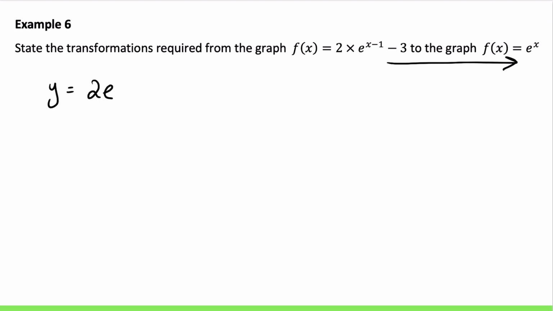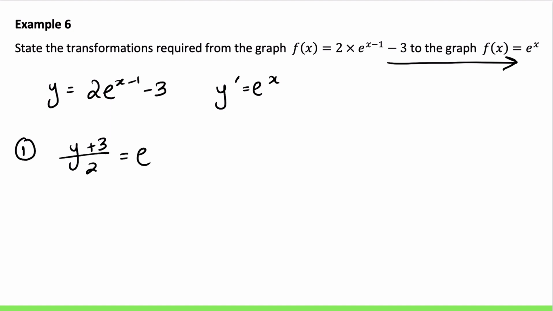So our old graph is this, and our new graph is this. So remembering our first step to isolate. Second step is to equate.